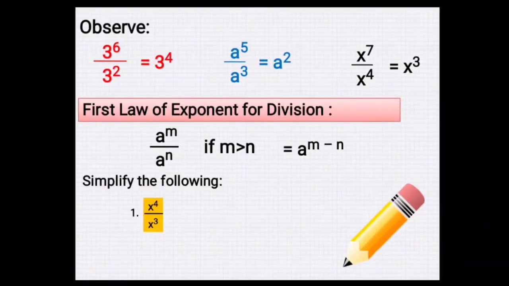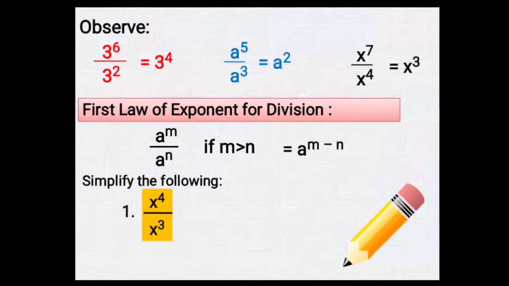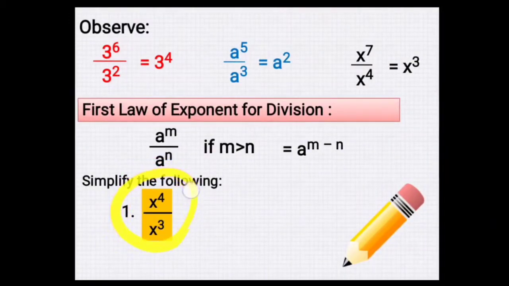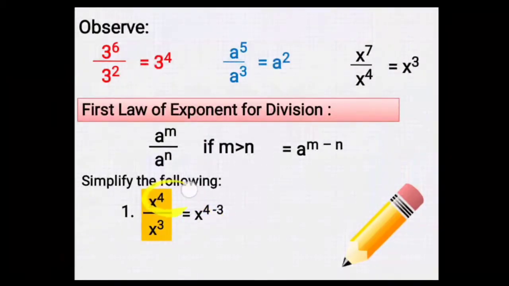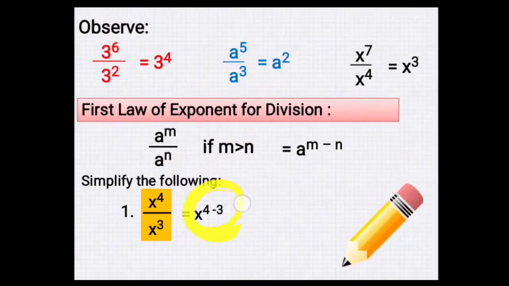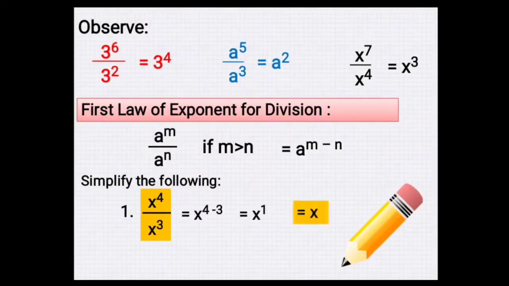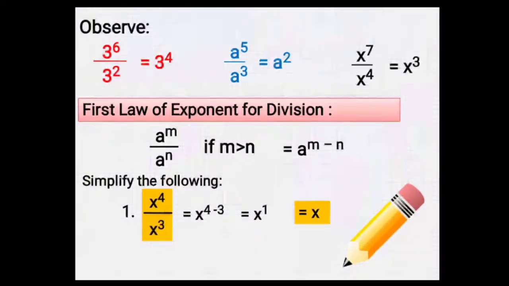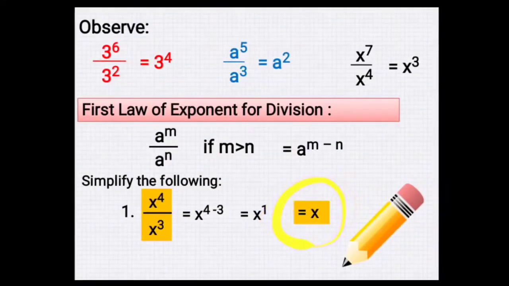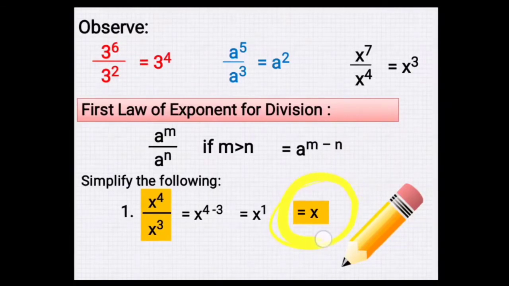So, simplify the following. X to the 4th power divided by x cubed. As you can see, we have the same base, x. Then, our exponent, 4, is greater than 3. Therefore, 4 minus 3. Then simplify, x raised to 4 minus 3 is x raised to 1. In that case, we don't need to write 1. So, the answer is x. That is understandable, since the exponent is 1.